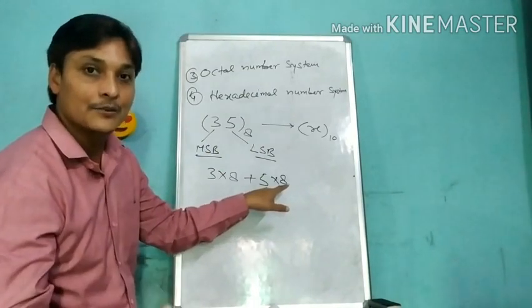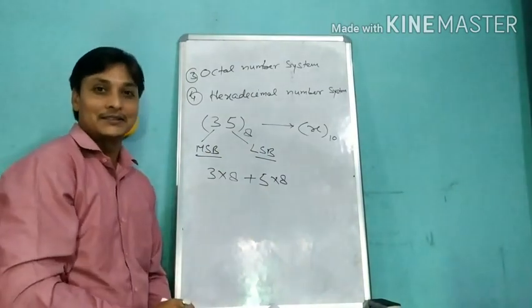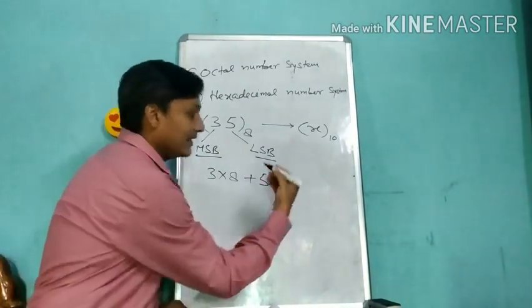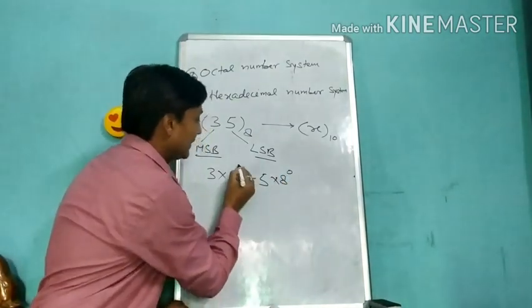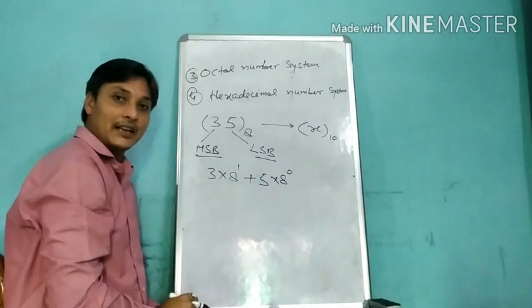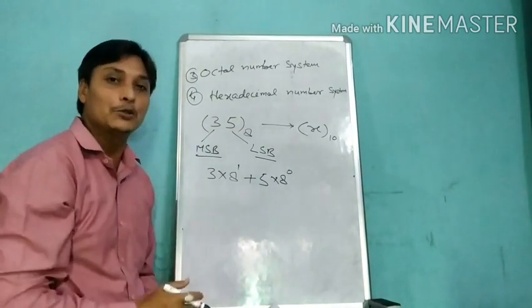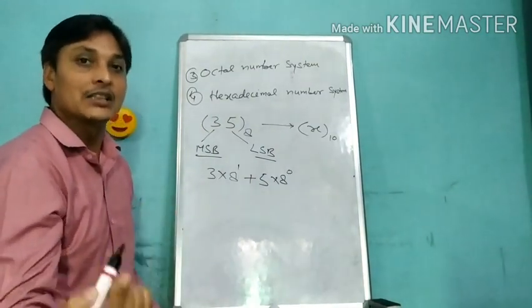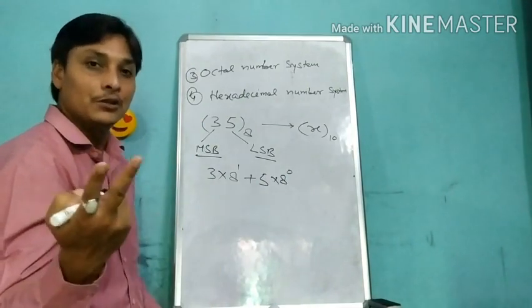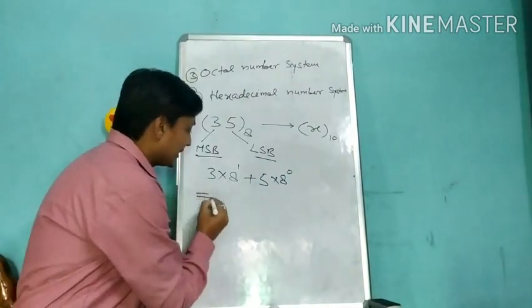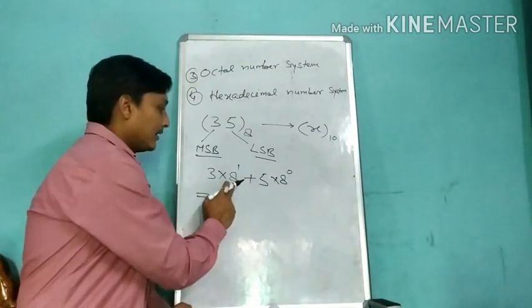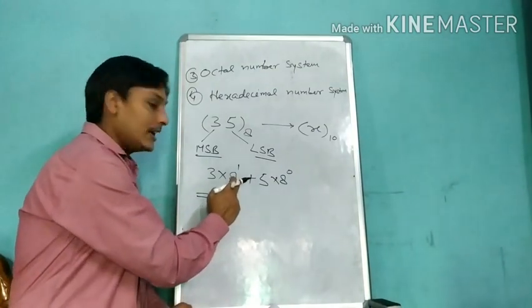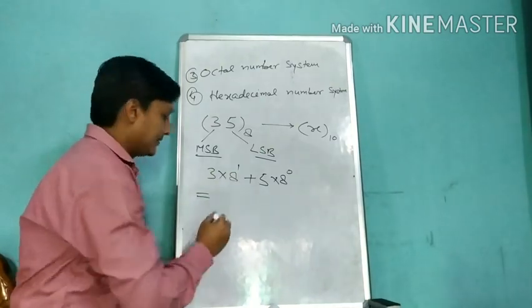Now this is the time to place the powers. We will start with 0 from the right side, 0 and 1, because we have only 2 digits. Calculate the value of 3 into 8 to the power 1. 8 to the power 1 is 8, and 8 times 3 is 24. The value will come 24.